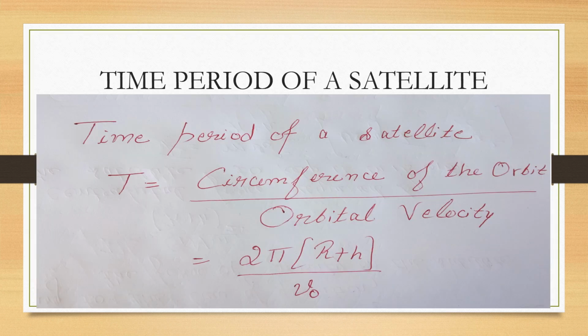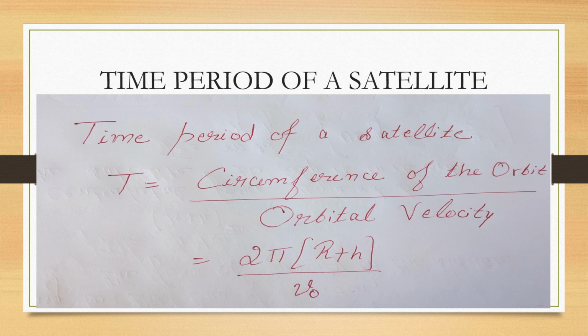So the next topic is time period of a satellite. It means the time taken by a satellite to complete one revolution around the Earth. So it means the time taken by a satellite to revolve around the circumference of the orbit with its orbital velocity. So the formula for the time period of a satellite is equal to the circumference of the orbit divided by orbital velocity.